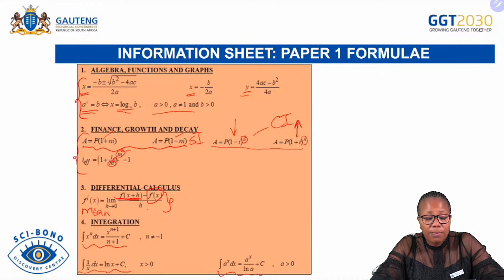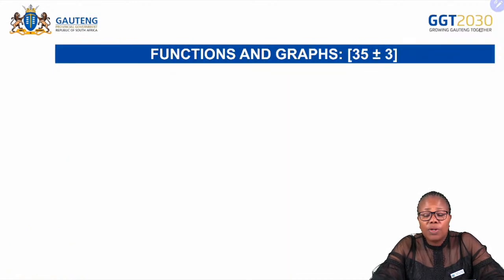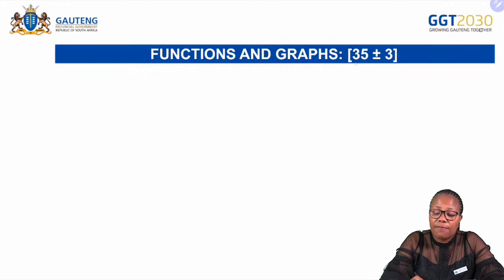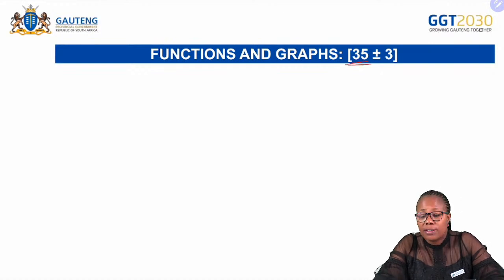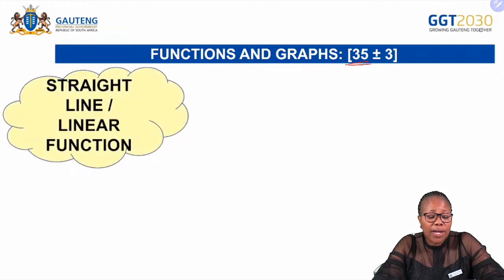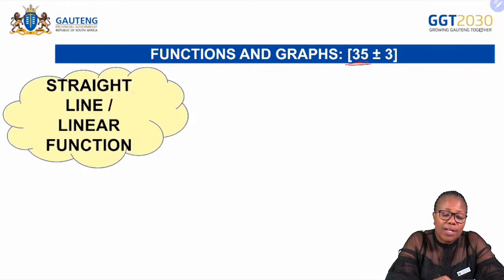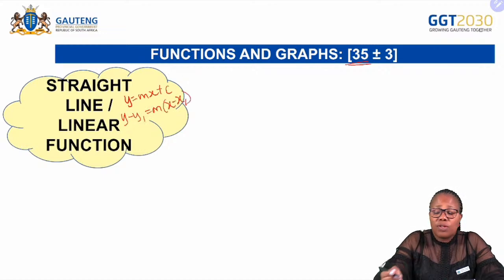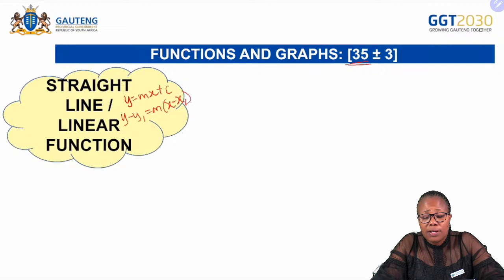Okay, moving forward, now we look at the functions and graphs, which were 35 marks in your Paper 1. With the functions, we have a straight line or a linear function, of which we know the original equation will be y = mx + c, or you can have y - y1 = m(x - x1). That will be your straight line or linear function.